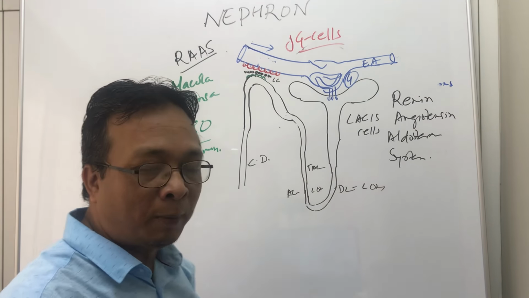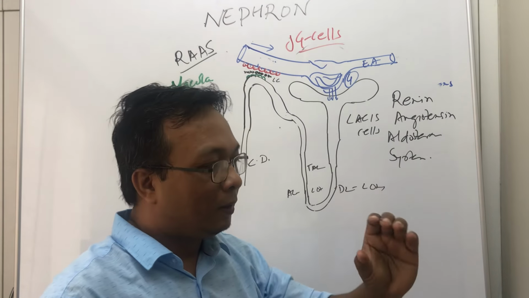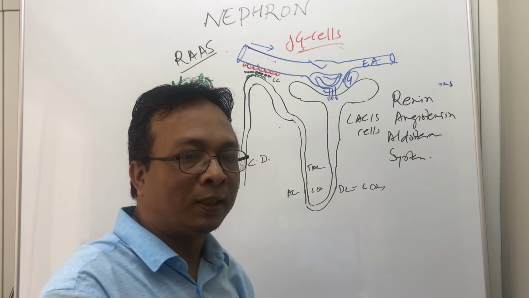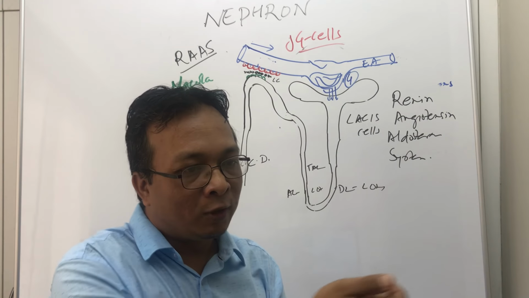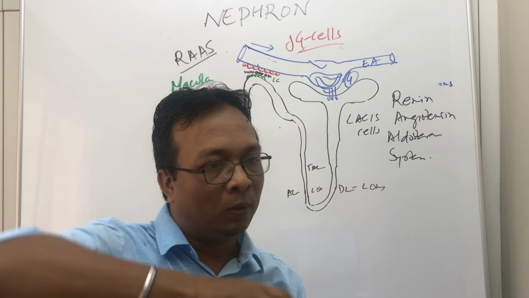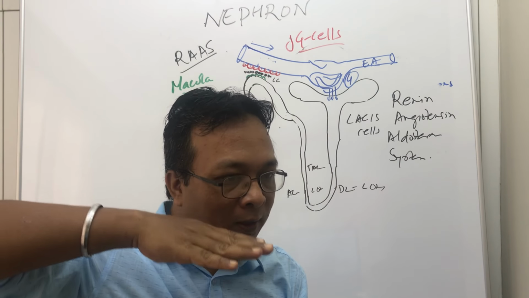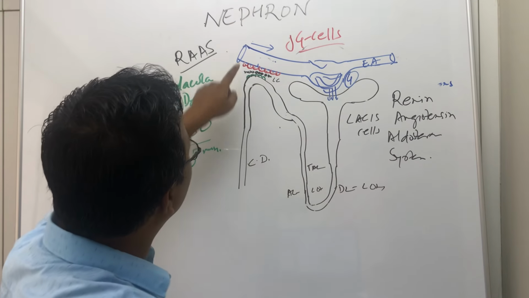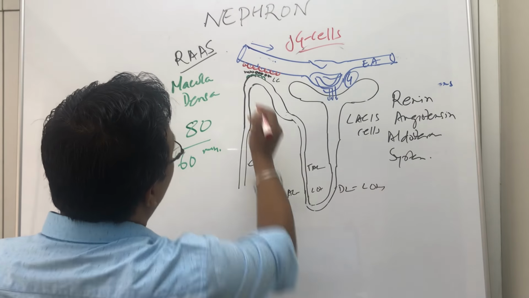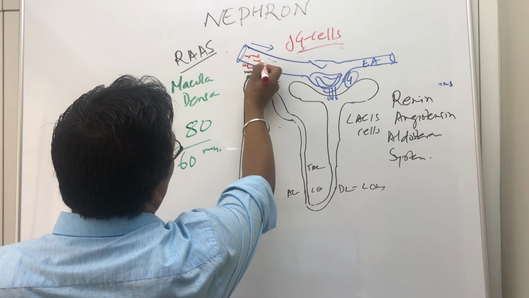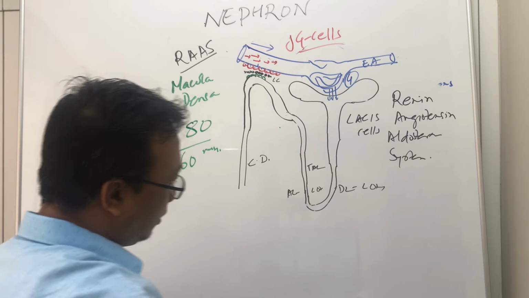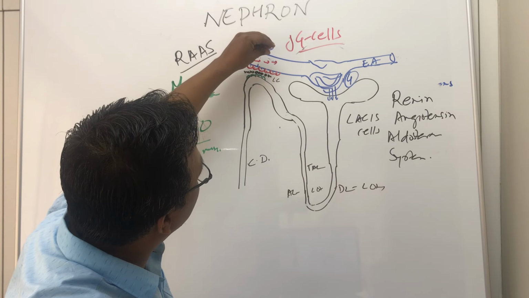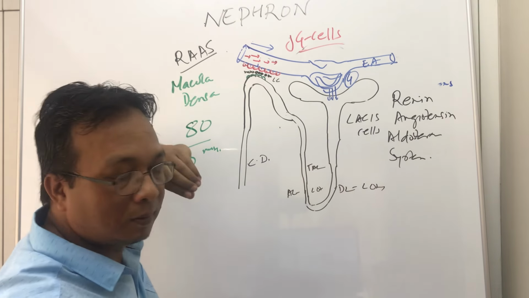Blood pressure dropped means the flow of blood in the blood vessel is less. You can imagine a hose pipe: you are watering the plants and the pressure is low, so the water will come out at a very low pressure, very slowly. It means the blood will come out very, very slowly. So there is a decreased blood flow in the afferent arteriole.